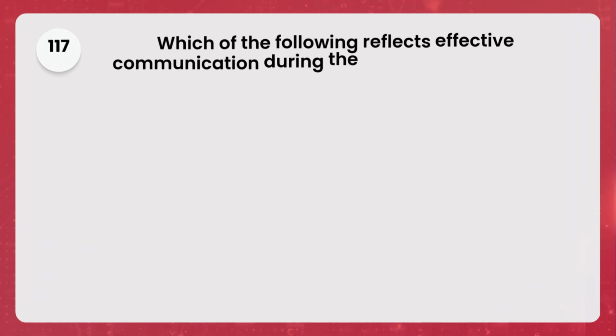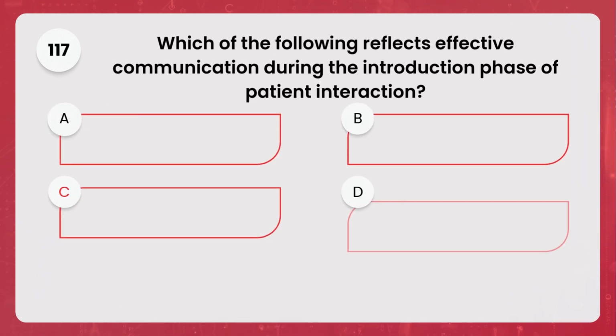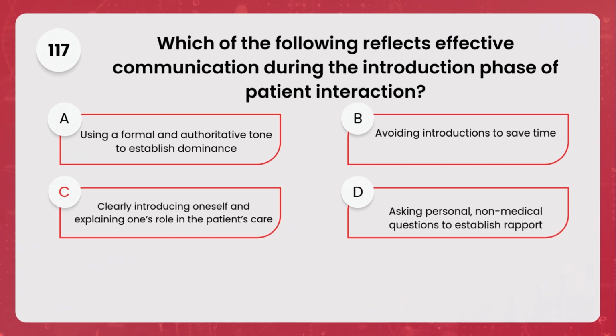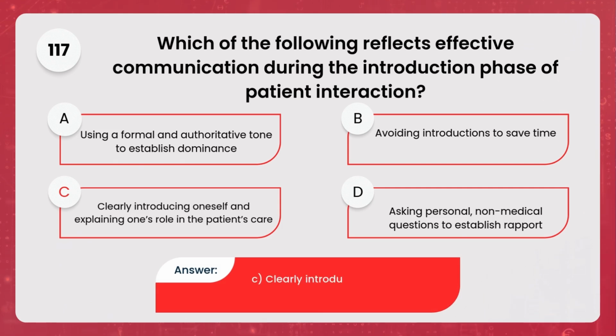Number 117. Which of the following reflects effective communication during the introduction phase of patient interaction? A. Using a formal and authoritative tone to establish dominance. B. Avoiding introductions to save time. C. Clearly introducing oneself and explaining one's role in the patient's care. And D. Asking personal, non-medical questions to establish rapport. The answer is C, clearly introducing oneself and explaining one's role in the patient's care.